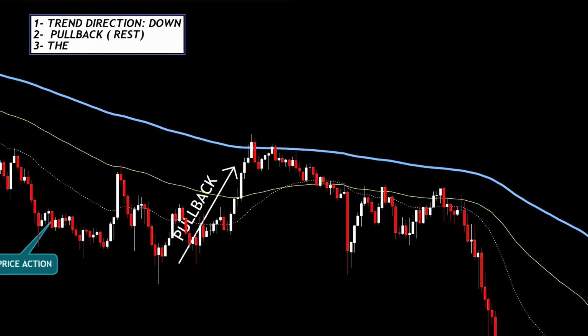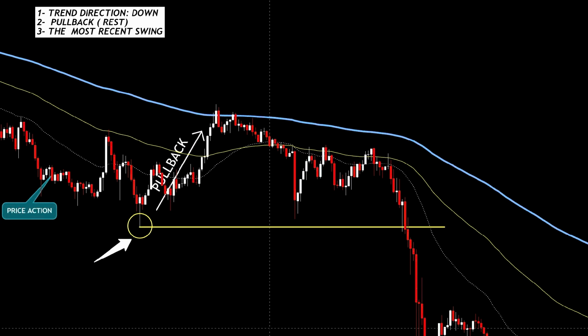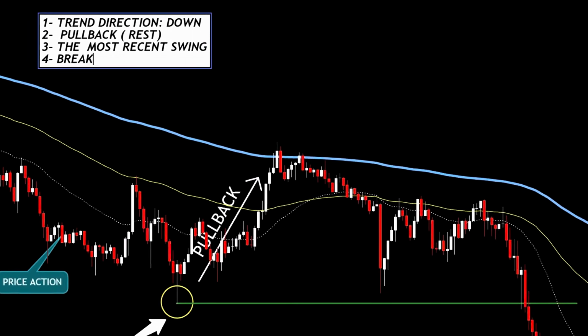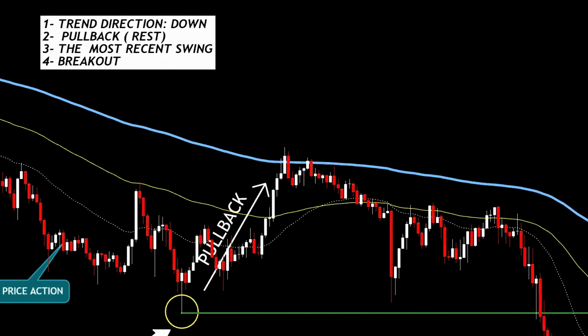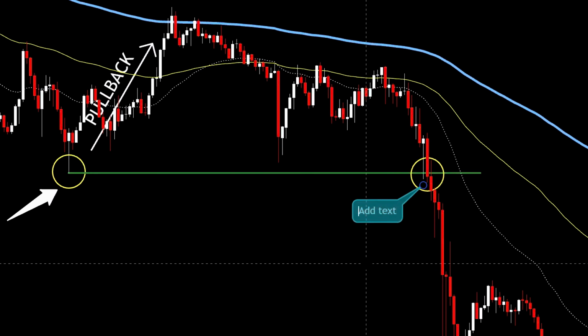Rule 3. Mark the most recent swing low, right before that pullback started. Rule 4. Wait for the breakout below that level. And look, I need you to really hear this. No breakout, no trade, full stop. I don't care how good it looks.